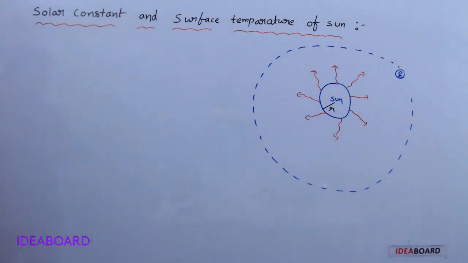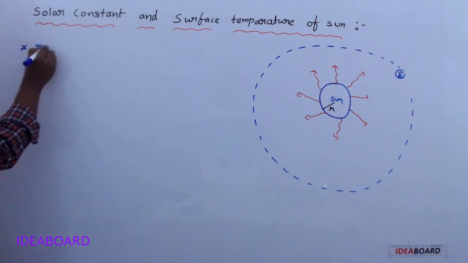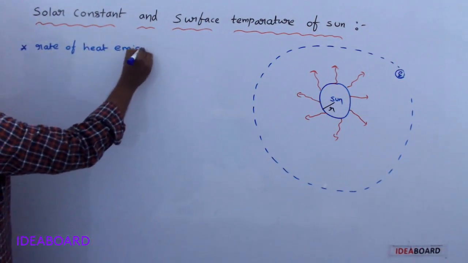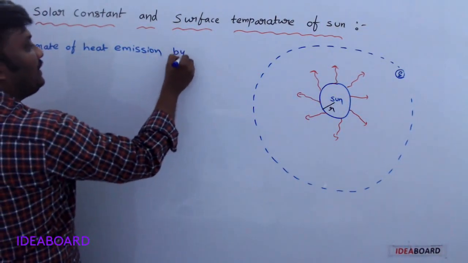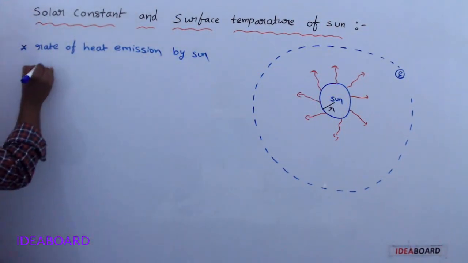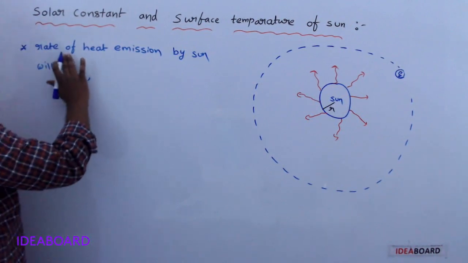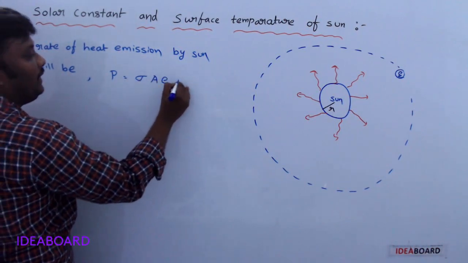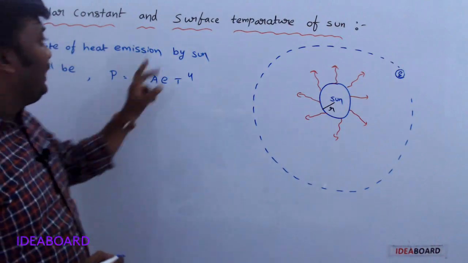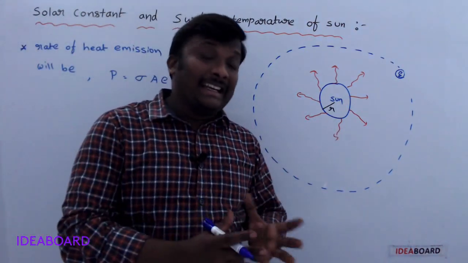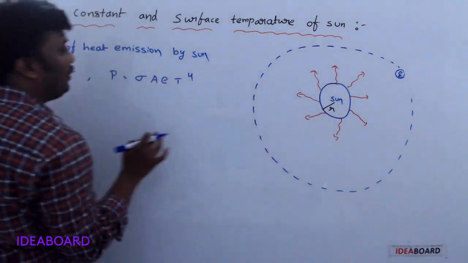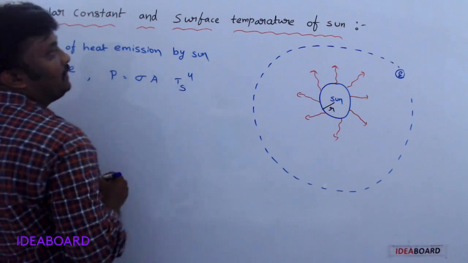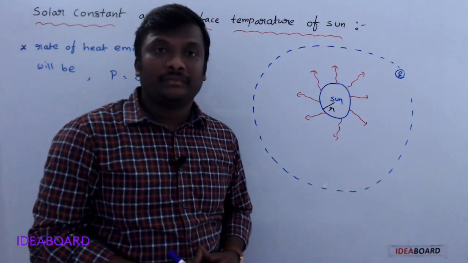That's why the rate of heat emission by the sun will be P, the rate of heat, nothing but P R naught. P is equal to sigma A E Ts power 4, na. But here the sun is treated as a black body. If it is treated as a black body, E value is equal to 1. Temperature of the sun is taken as Ts.